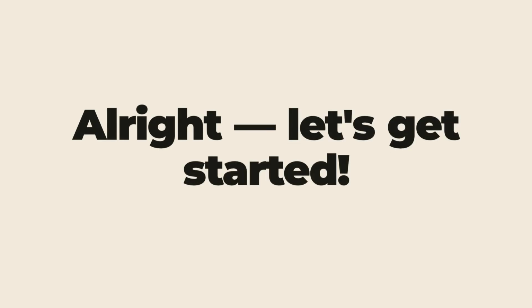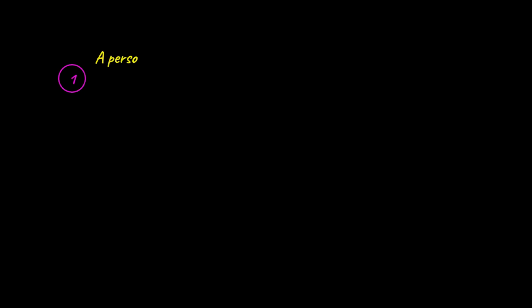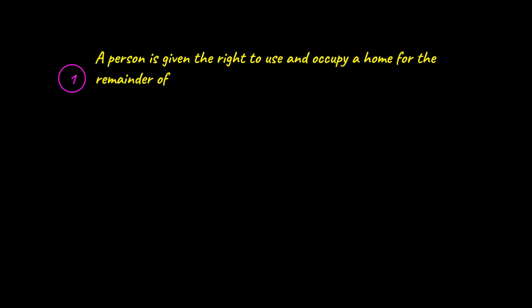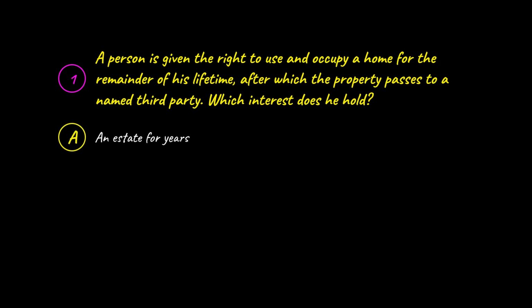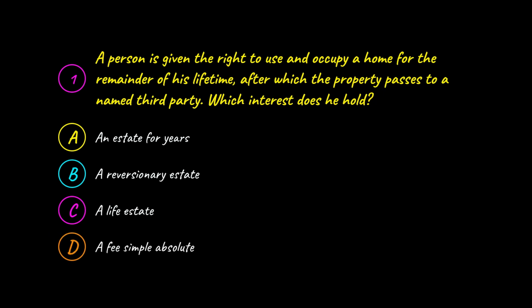Alright, let's get started. Question 1. A person is given the right to use and occupy a home for the remainder of his lifetime, after which the property passes to a named third party. Which interest does he hold? Your options are A. An estate for years, B. A reversionary estate, C. A life estate, D. A fee simple absolute. Which one is it? Pause the video if you need more time.